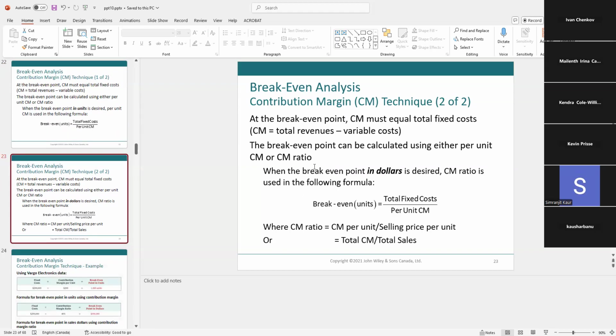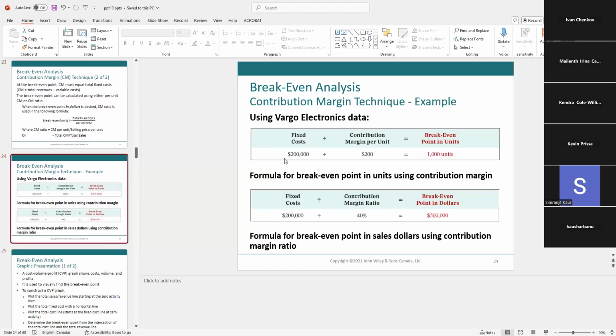Here they do not show you how they come up with that formula. So in our scenario, we have the fixed cost $200,000, contribution margin per unit is 200, and the number of units that we need to sell is 1,000. How can we solve the problem for the total sales? We're going to use, again, the fixed cost divided by the contribution margin ratio, and we're going to get a break-even point in dollars.